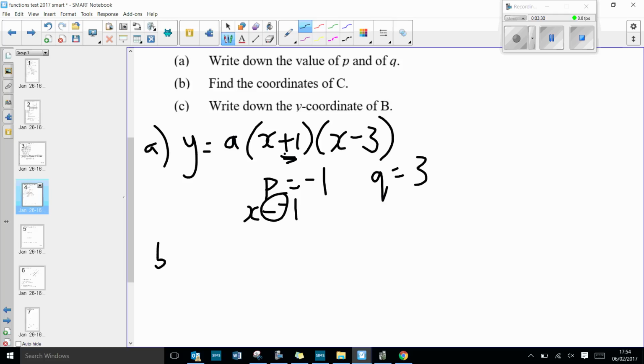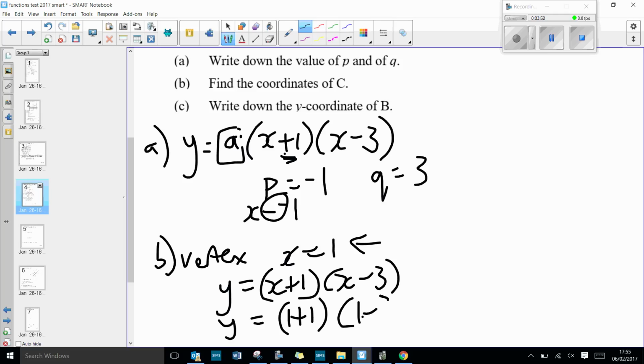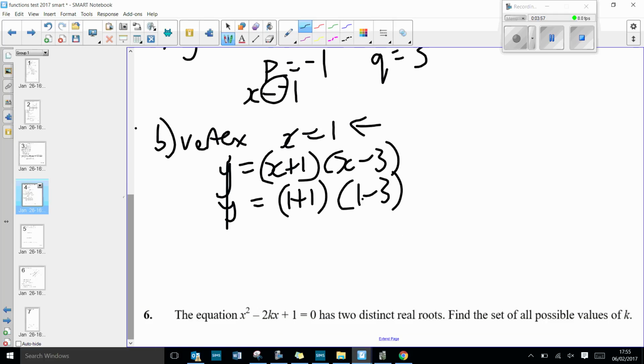So the vertex is where x equals 1. They've indicated there is no value of a, so our equation is straightforward. Y equals x plus 1, x minus 3. Well, if we know the vertex happens when x is 1, we're going to stick that value in to find y. So that's 2 times negative 2. So the coordinate is 1, negative 4.